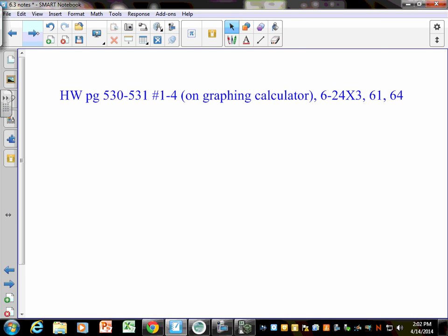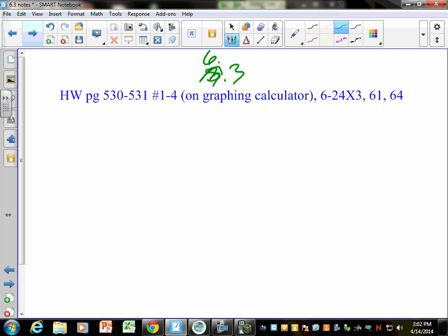Calculator, here's your homework. I think we only have 1 day of this. I really don't remember. This is not 5:3. This is 6:3. 1 through 4 we're going to do on the graphing calculator, which is why I'm giving you the rest of the time to work on the homework so that you can get those problems done. There's 4 graphs, which are super cool because they tell you what they're supposed to look like, and there's 4 equations, and you're going to type the equations in on your calculator to see if you can get that graph and all the crazy stuff that can happen. And then you're going to do 6 through 24 multiples of 3, 61, and 64.